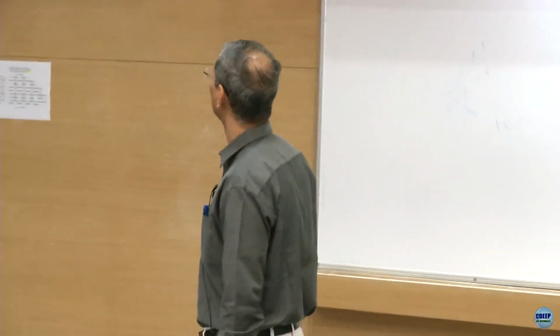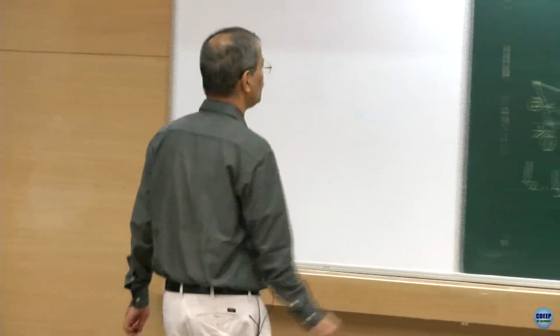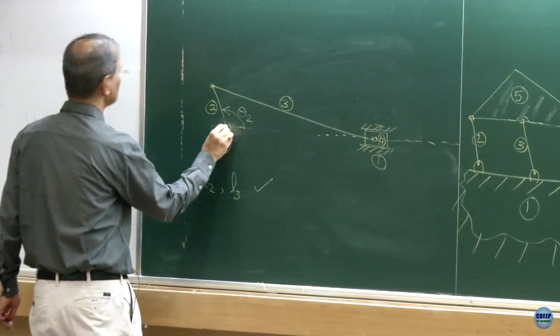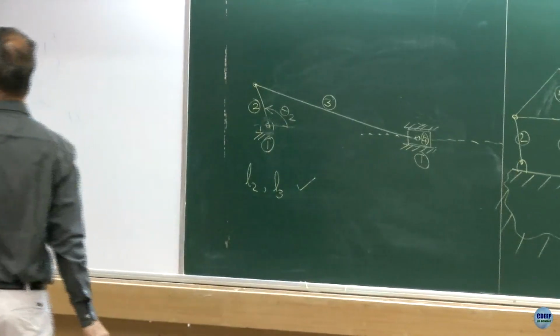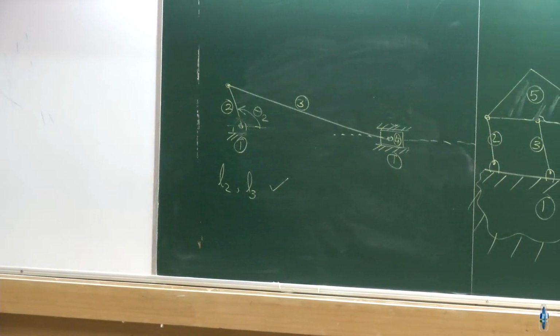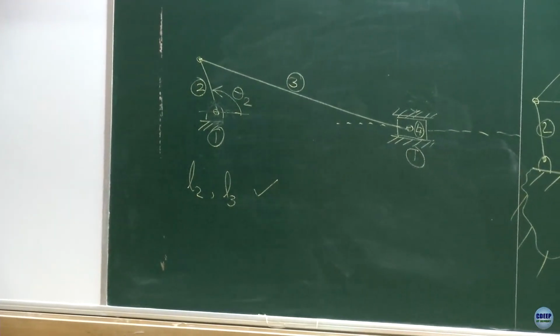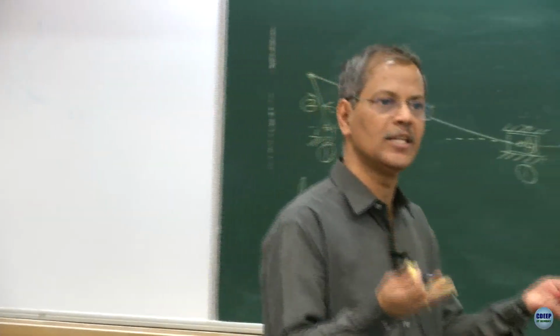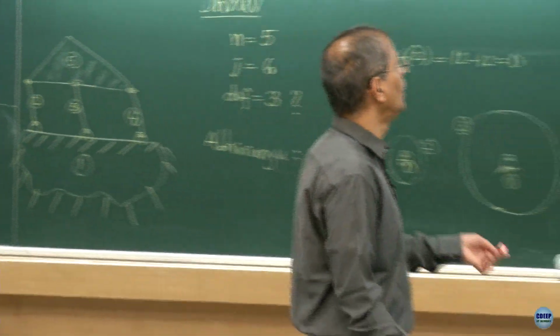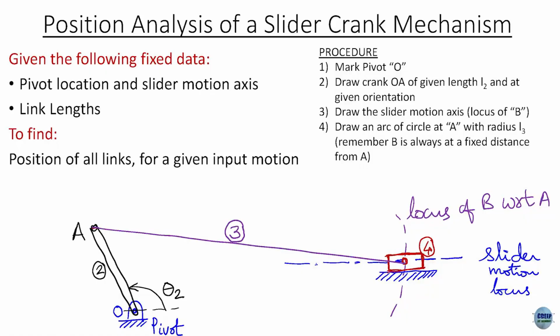So, I have given the procedure there, it is a graphical procedure, how you would draw it. So, I would first draw this pivot, which is what I have done there, and then you have to draw link 2 in the orientation that you have been told, say supposing it is 110 degrees. So, you draw it at 110 degrees for the link length that has been given to you. Okay. Then you have also been told that the slider piston moves on this axis here. So, you sketch that out.